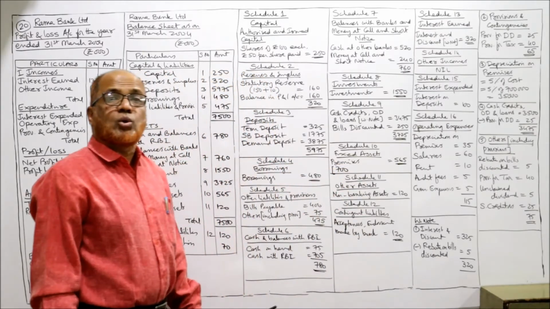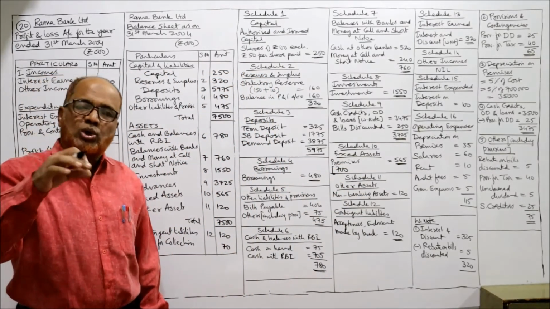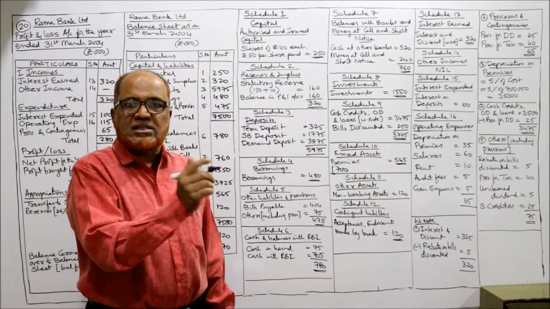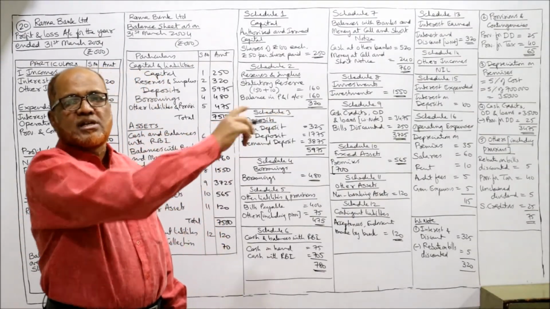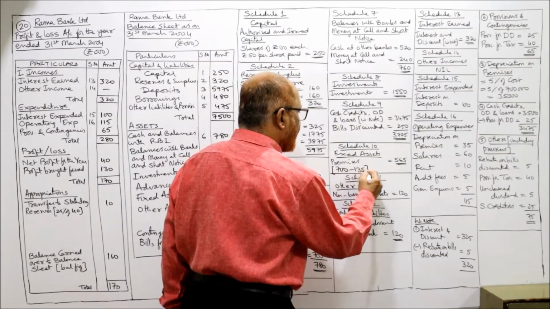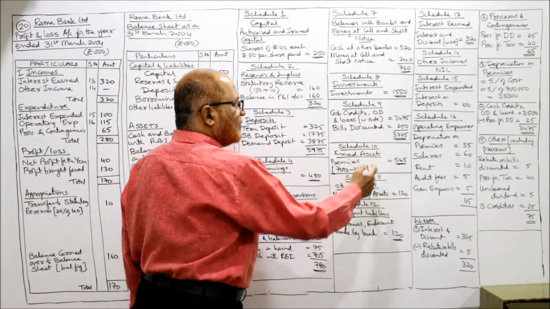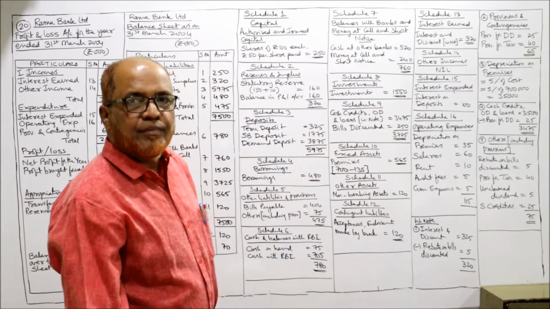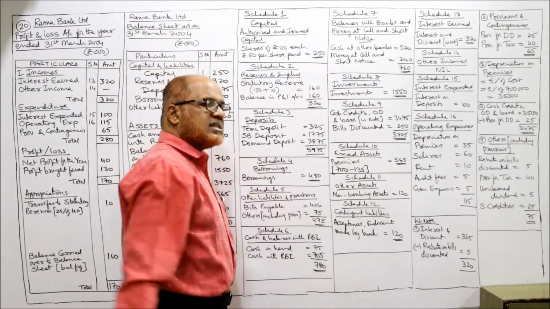7 lakh rupees is the total cost of the asset, out of which total depreciation up to last year is 1 lakh and current year depreciation is 35,000. So 135. So 700 minus 135 you will get 565. So premises value in the balance sheet will be 565.